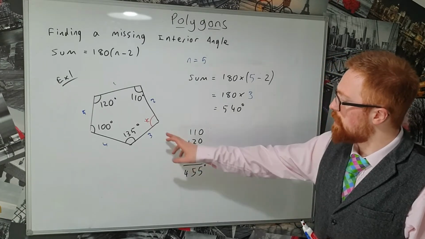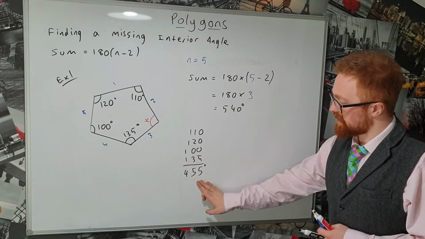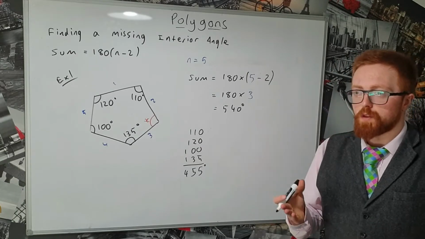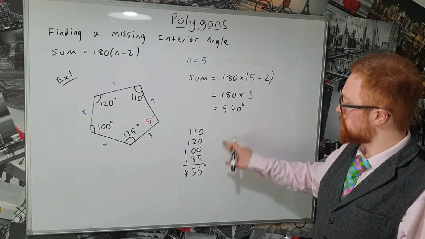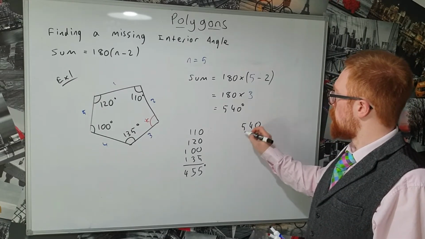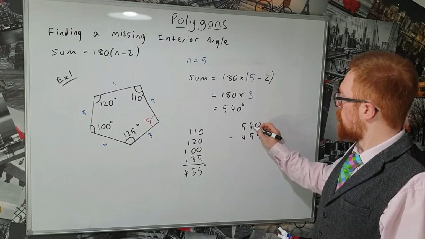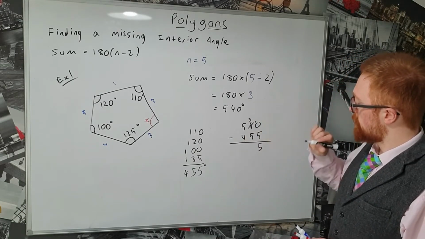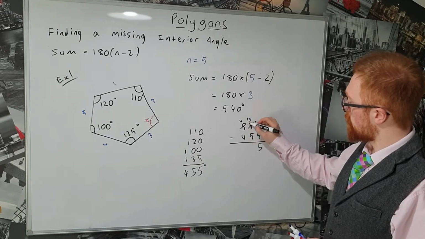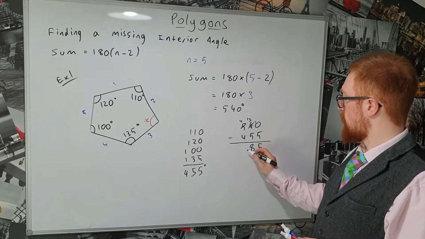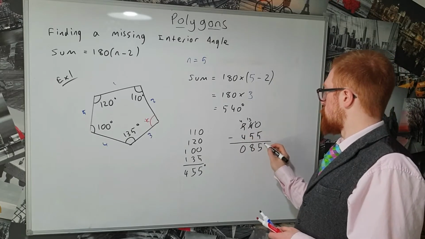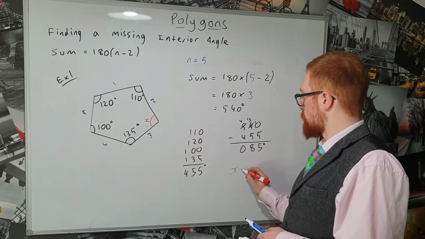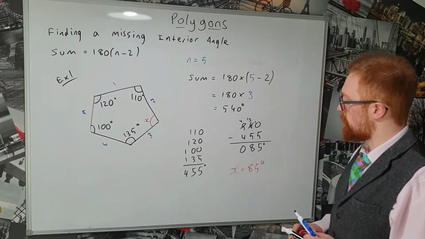Now we need to work out what this has to be to make this total 540. And to work that out, you guessed it, we subtract 455 from 540. Now, to do this, I need to borrow 1 from the 4, that makes that 10, and then I'll borrow 1 from the 5, that makes that 13, which makes that 8, which gives me an answer of 85 degrees. So in this question, x is equal to 85 degrees.